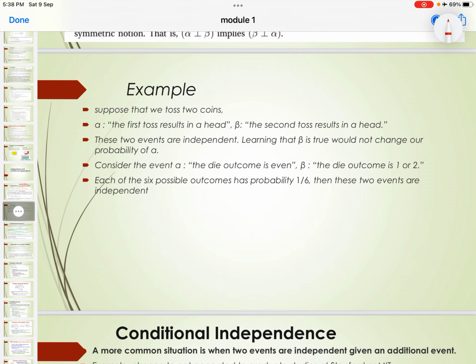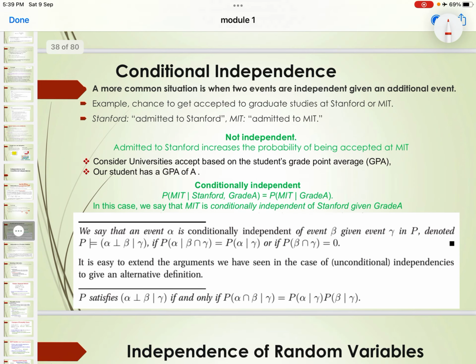Consider the event alpha, the die outcome is even. Beta, the die outcome is 1 or 2. Each of the 6 possible outcomes has a probability 1 by 6. Then these two events are independent. So the die outcome is even, the die outcome is 1 or 2. What is the probability? Probability is 1 by 6. So we say that the events are independent events.